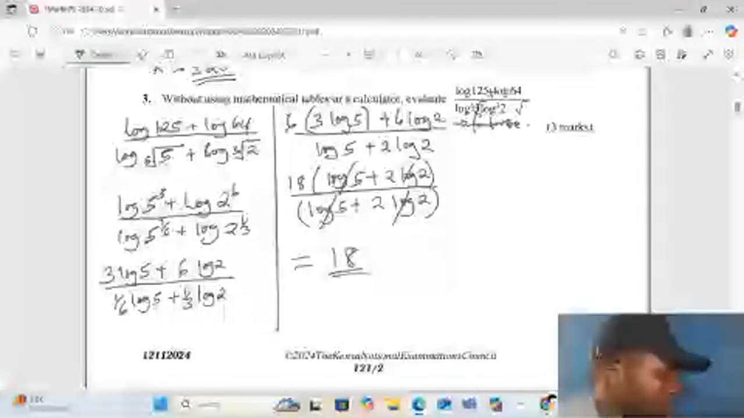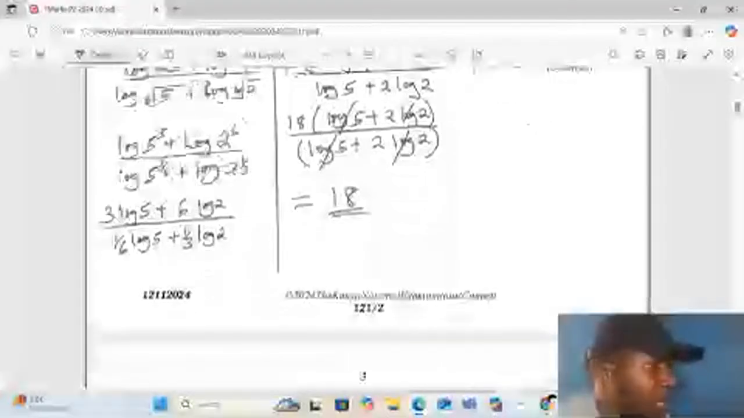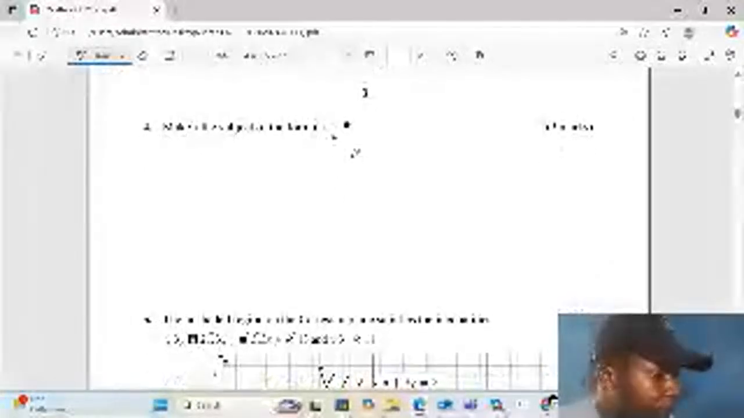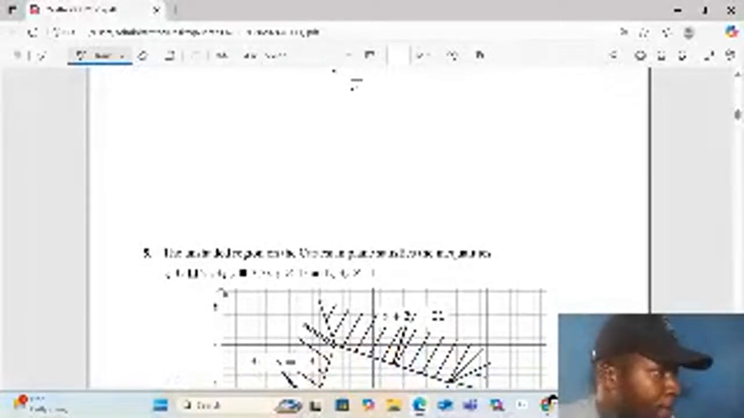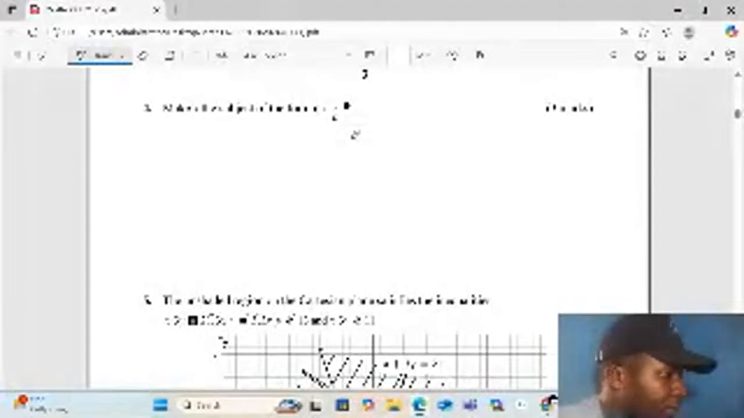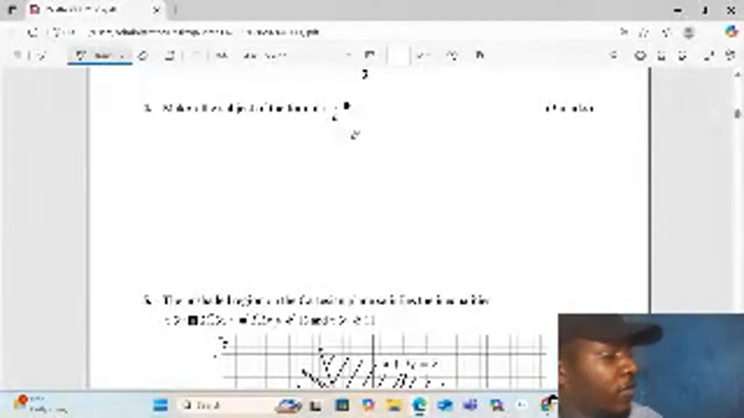Then we move to question 4. Question 4 says make x the subject of the formula.